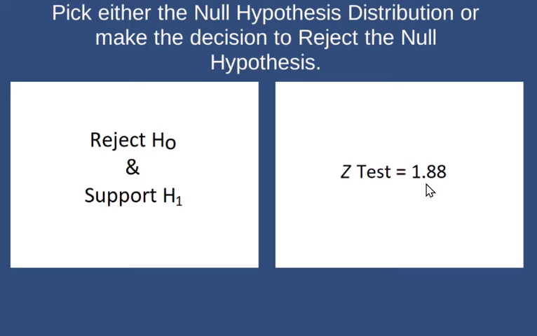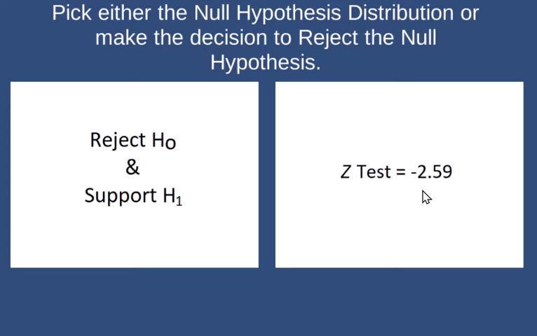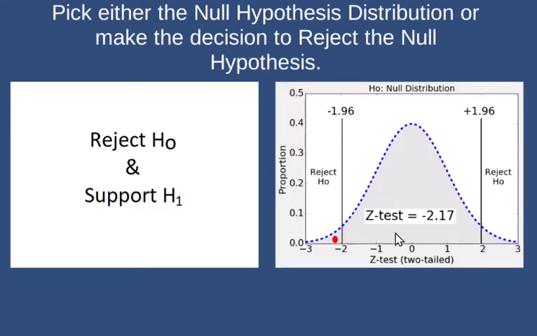Z-test of 1.88, that's within our plus minus 1.96. It's in that 95% zone. We go ahead and retain the null hypothesis. Z-test of negative 2.59, that's outside of our plus minus 1.96. We reject the null. Z-test of negative 1.80, that's within our boundaries of plus minus 1.96. We retain it.